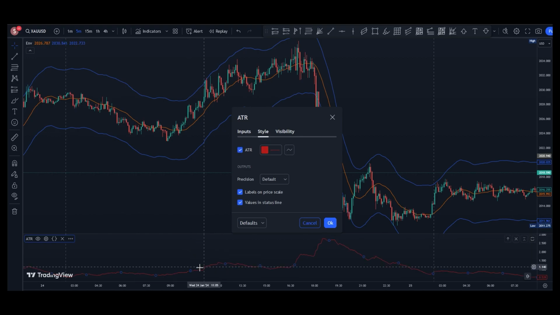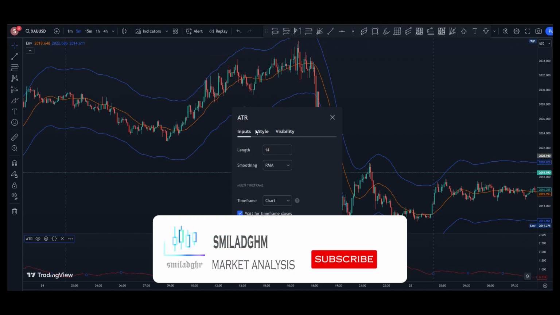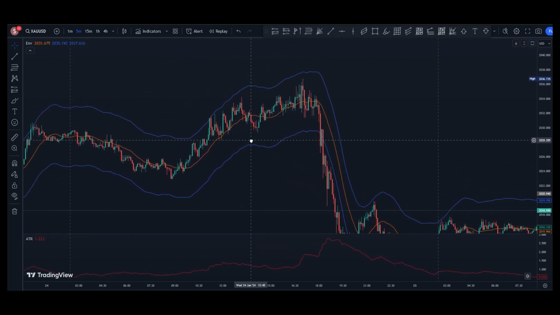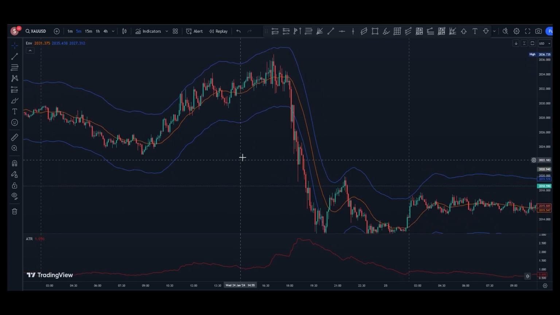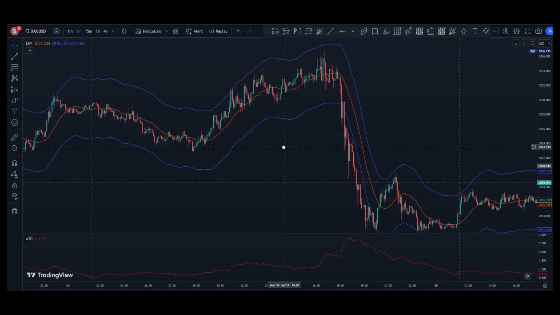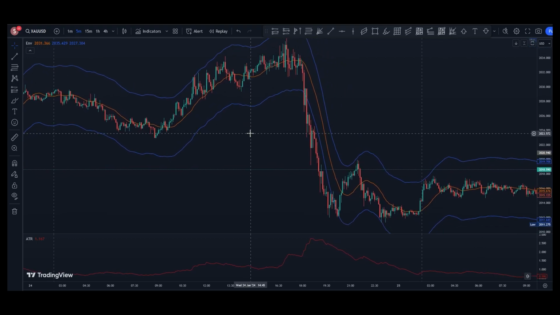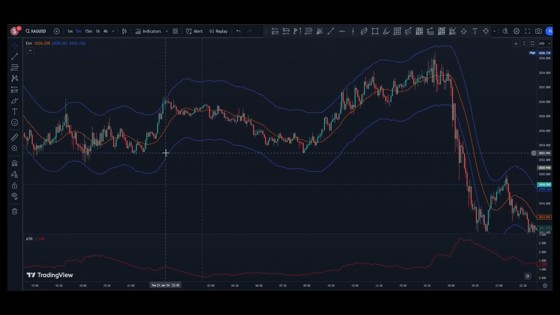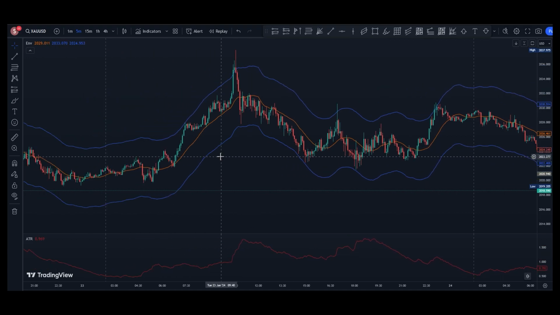You can raise the line and input 40 lengths for ATR, and you can change the smoothing for ATR, but I'm going to leave it here, and you can change the time frame of the chart. I'm not going to touch that. Well, let's see if we can find any good entry point with these two indicators. I'm not using the envelope indicator too much, so let's see if we can find any good entry point here.